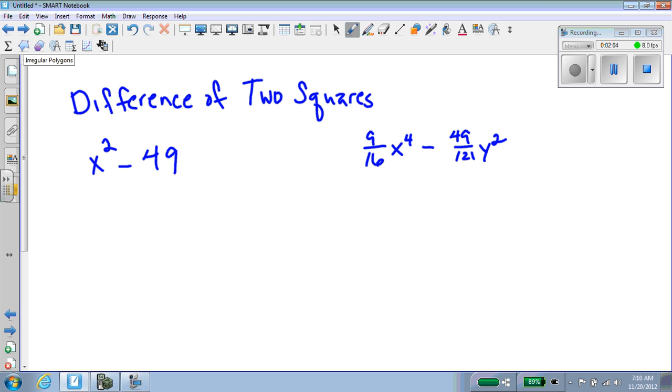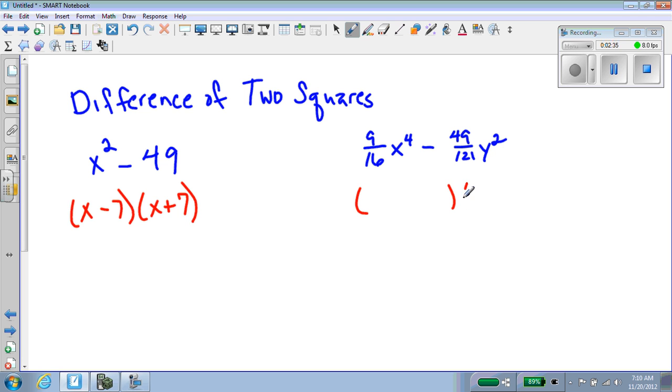How about difference of two squares? Well, we have an easy version and an amped up version. The difference of two squares, which I think most students like, would be x minus 7 times x plus 7. And here everything is a square. 9 is a square, 16 is a square, x to the 4th is a square, 49 is a square, 121 is a square, y squared is a square.